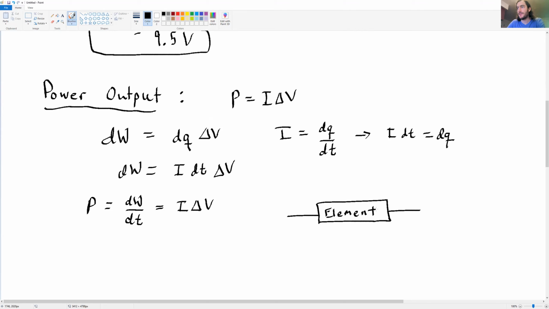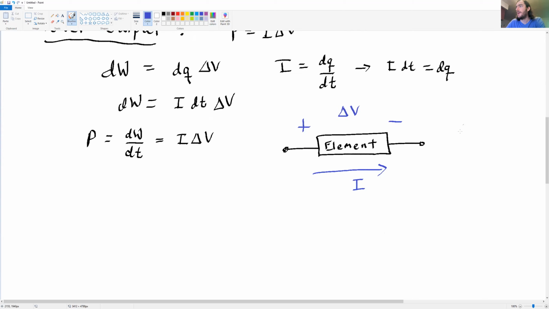Doesn't matter if it's a resistor, an inductor, a capacitor, or a voltage source. It doesn't matter what it is. This is some element in my circuit. If the potential difference has this polarity here, and the current is flowing in this direction, then power is greater than 0, and energy is dissipated.